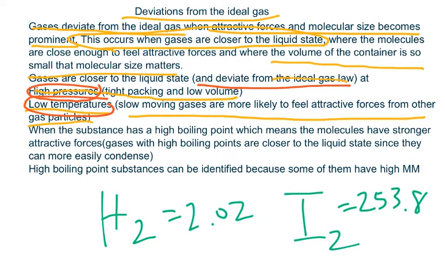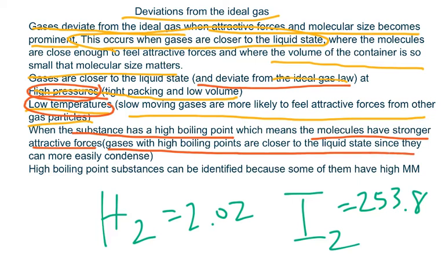Gases are likely to deviate from the ideal gas law when the substance has a high boiling point, which means that the molecules have stronger attractive forces. And what I wrote in the note is that gases with high boiling points are closer to the liquid state since they can more easily condense.